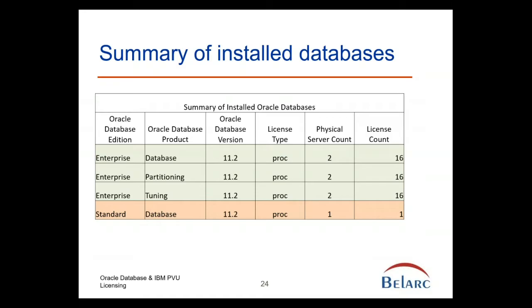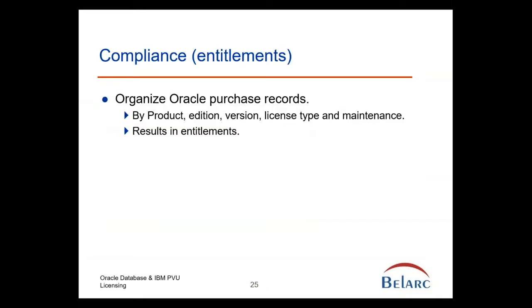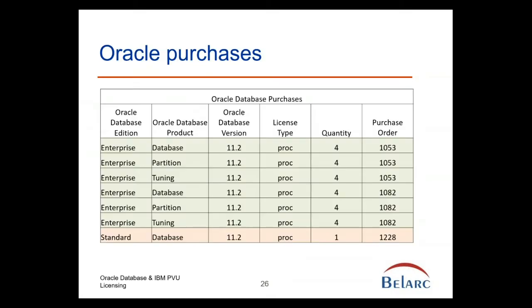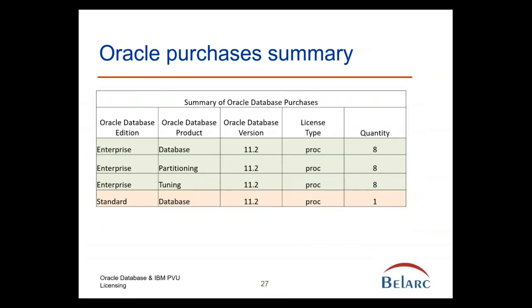So that's the first half of our steps. And now we need to go through something similar on the purchase side. So we start out with all of our purchases. We want to organize this by purchase because that's how your purchase data is going to arrive. You'll see with the enterprise database products that we've purchased those a couple of times on different purchase orders. And with the standard edition, there's only been a single purchase for that. Now, we summarize the purchase information in exactly the same way.